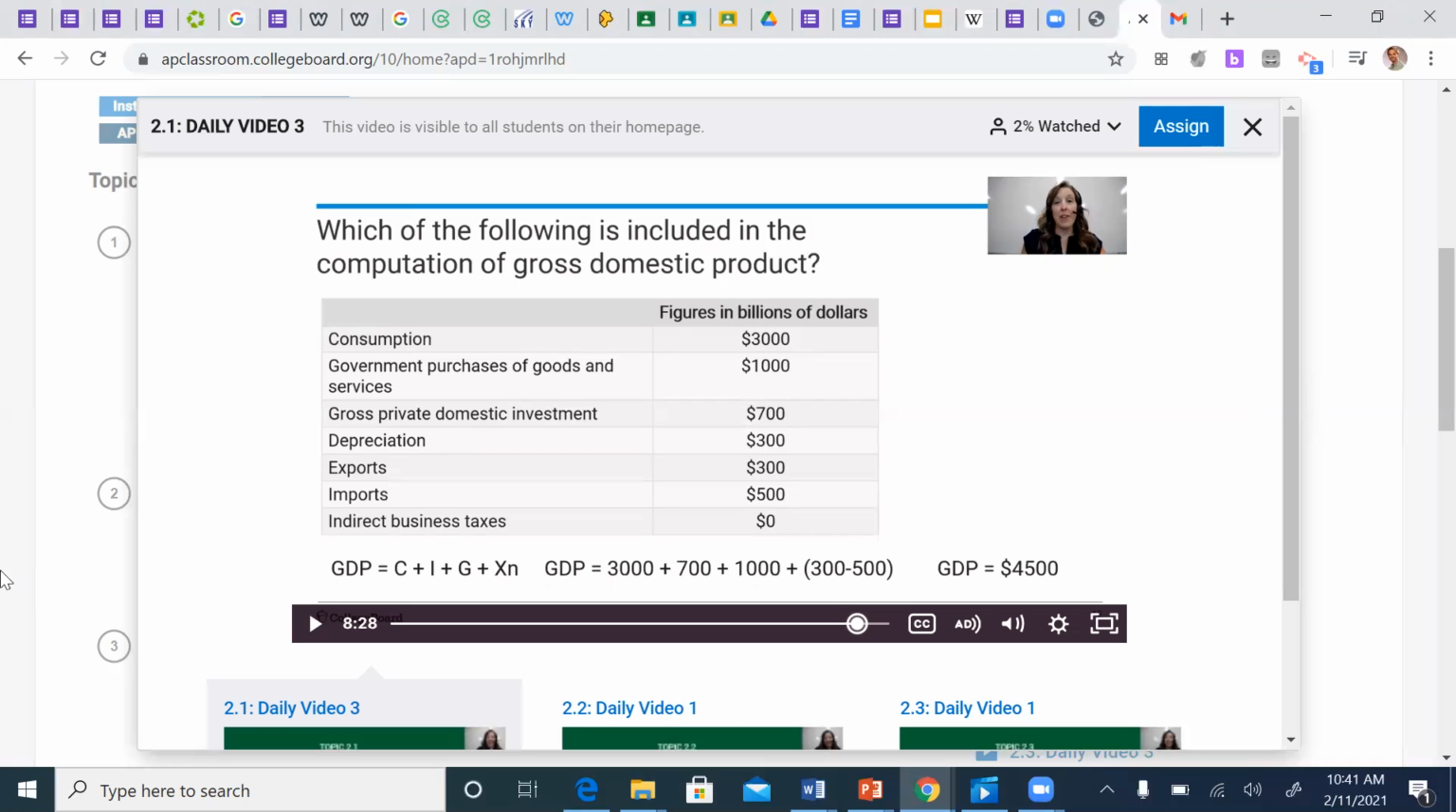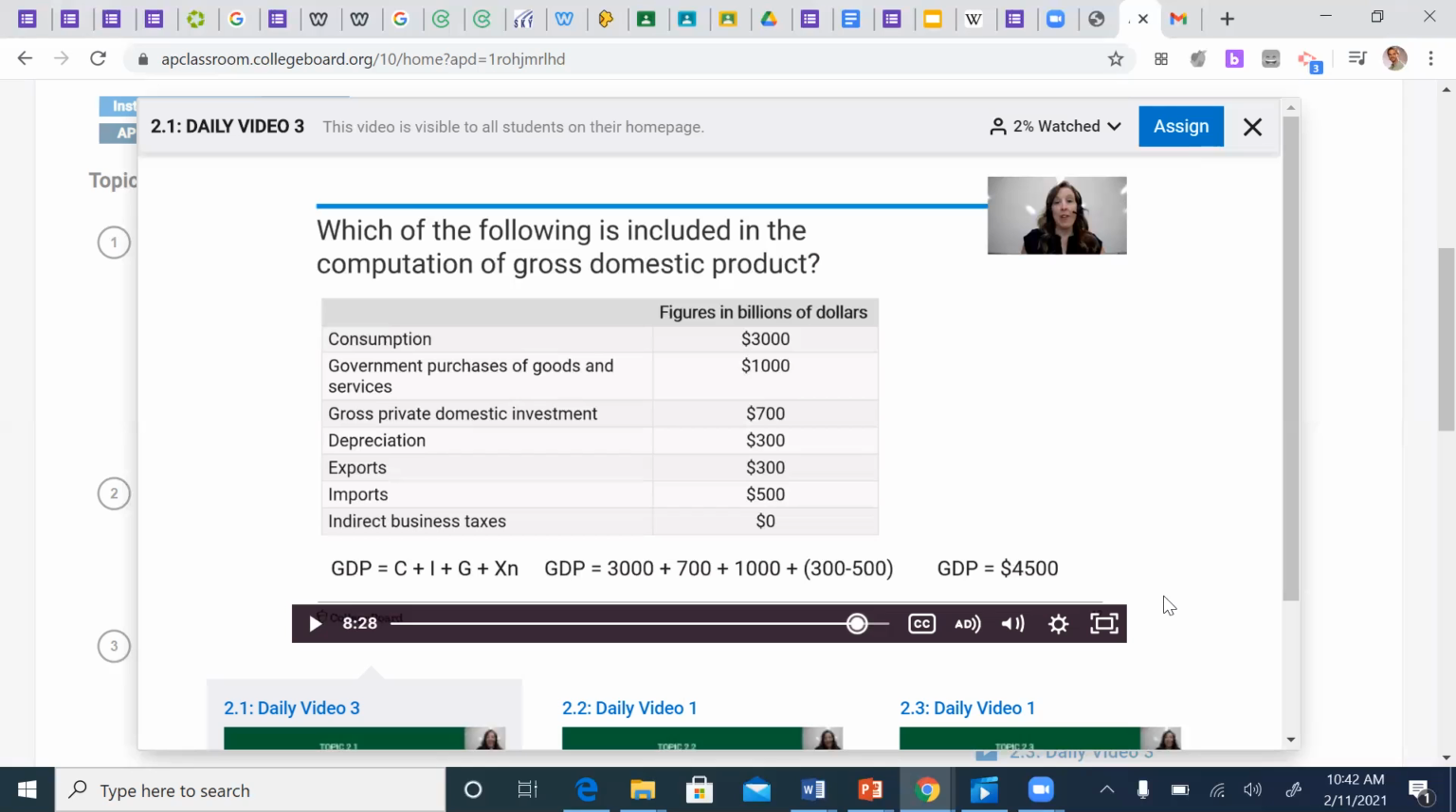You should have added 3,000 for consumption, 700 for investment, 1,000 for government purchases, and you would have subtracted 300 by 500, which would have given you negative 200, which you'd have just subtracted, the sum of this number right here, and it would have given you $4,500 billion. And you just found GDP.